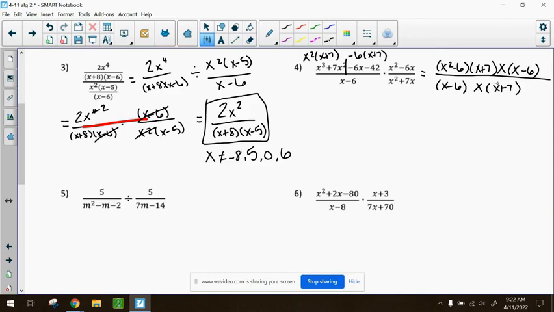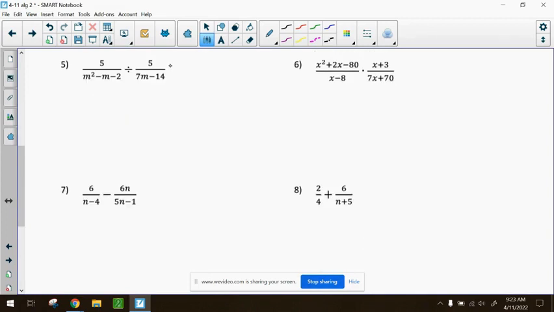Now, when I look for stuff that matches completely, x plus 7s go away, x minus 6s go away, and the regular x. So all of that cancels into x squared minus 6 is our answer. And I don't have to put it over 1, but my restrictions, x cannot be equal to 6, 0, or negative 7. Question number 5, we see that division symbol in between, so I know I'm flipping the second fraction.